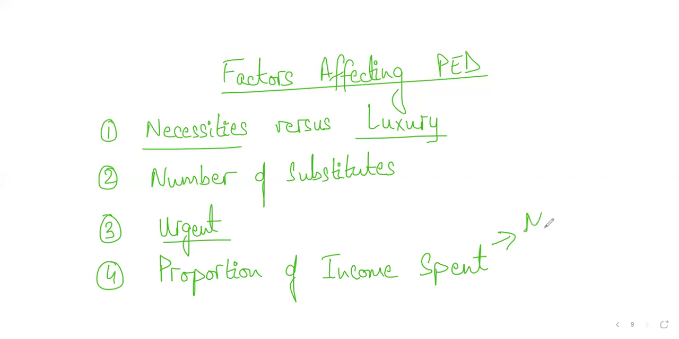More income spent on something, it's more elastic, right? Less income spent on something, it's less elastic. Everyone clear on this? Any confusion so far? Right? More income, more elastic, less income, less elastic. Right? If we are good, we can move on.